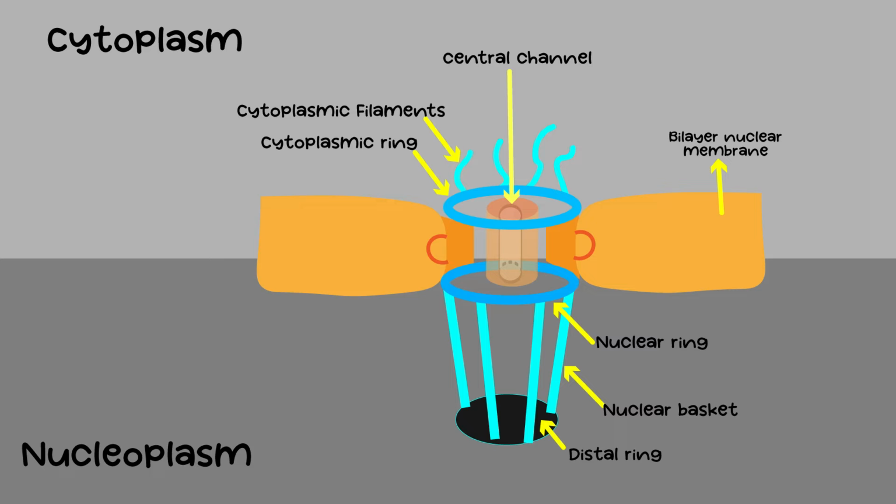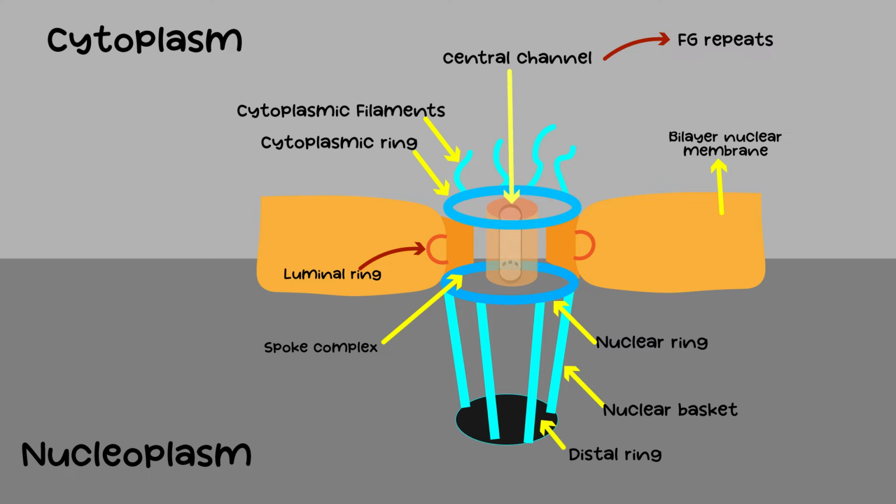Some nucleoporins, like phenylalanine-glycine repeats, account for the formation of the central channel. The nucleoporins of the central channel function as a selective barrier, which only allows the import and export of large biomolecules across the nuclear envelope, of course.